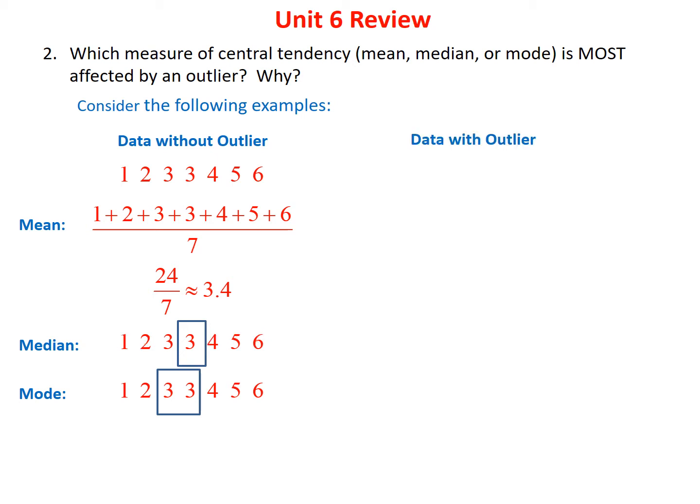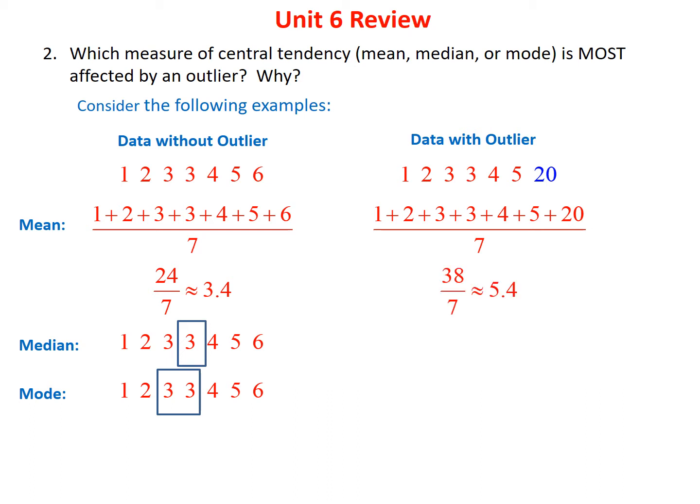So let's look at another example with an outlier. Notice I just took the same group but changed the 6 to a 20. Obviously, the 20 is much larger than the other numbers, and that's an outlier. So if we do our mean, same calculation, 1 plus 2 plus 3 plus 3 plus 4 plus 5 plus 20 divided by 7. And you notice now we have 38 divided by 7, or 5.4.